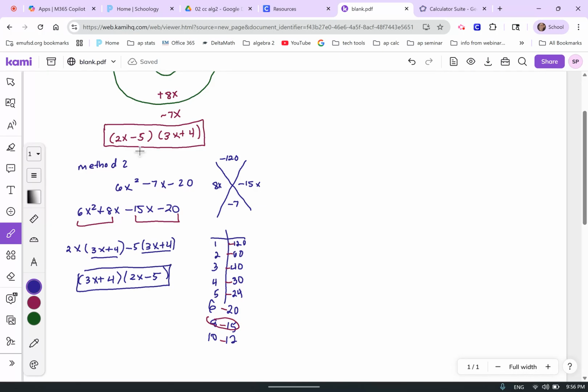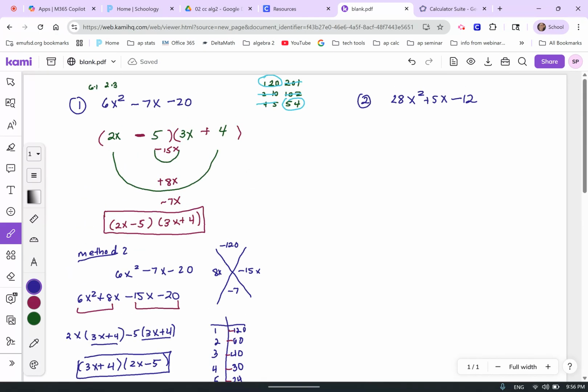Notice that these two methods produce the same answer, as expected, and it depends what you're more comfortable with. So I'm showing you both methods. You decide which one you like better. There are pros and cons to each.